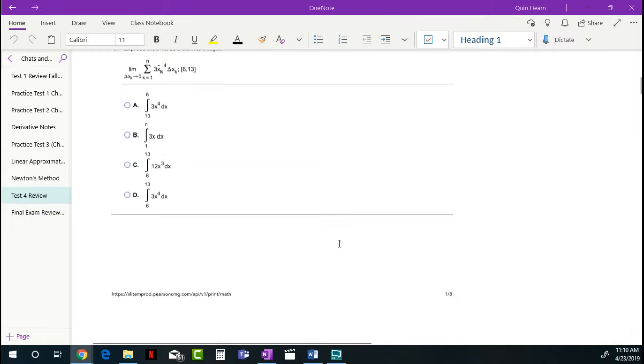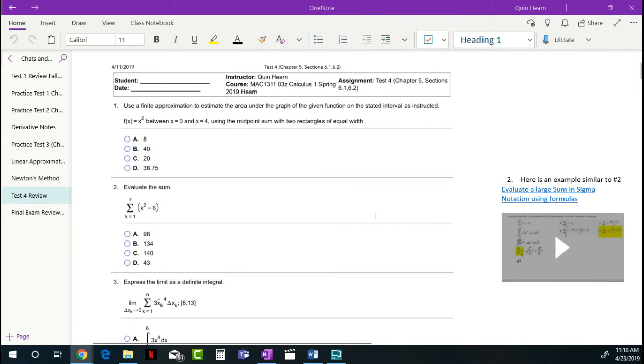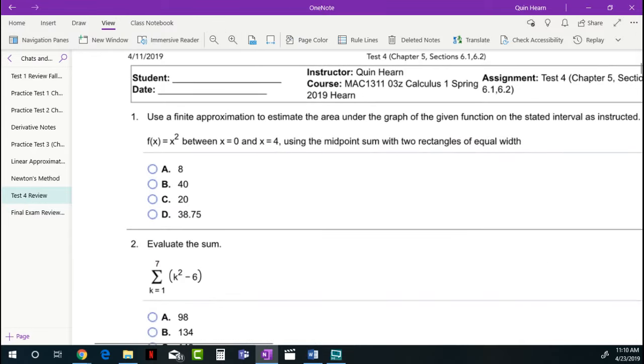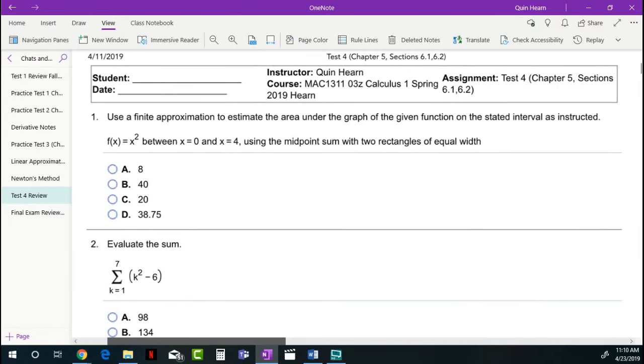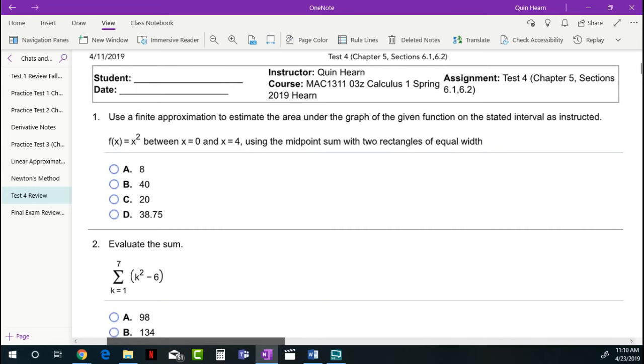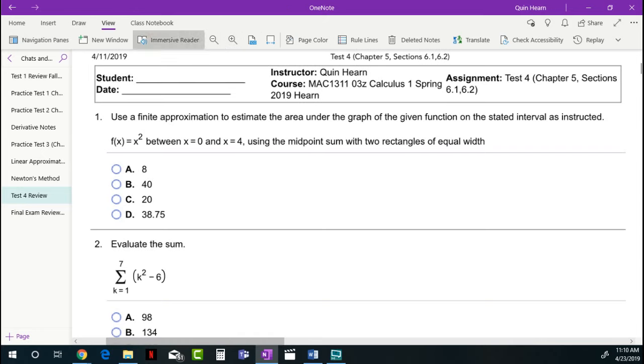All right, so let's start at the top. So item number 1. Hold on a sec. There we go. So item number 1 asks us to approximate. Let me make this a little bigger. We're going to use an approximation to estimate the area under the graph of a given function. And the function in this case is f of x equals x squared, and we want the area between that graph and the x-axis on the interval from 0 to 4.